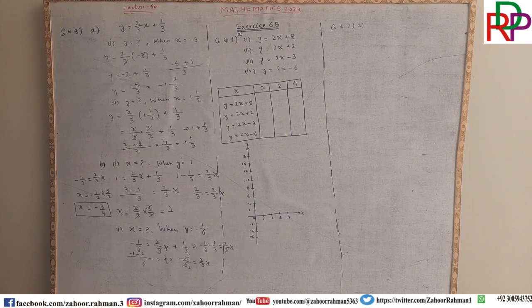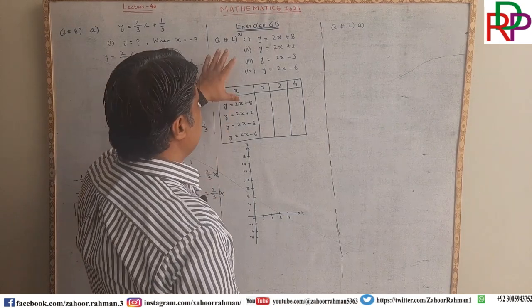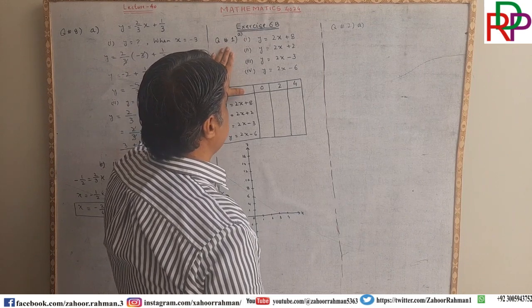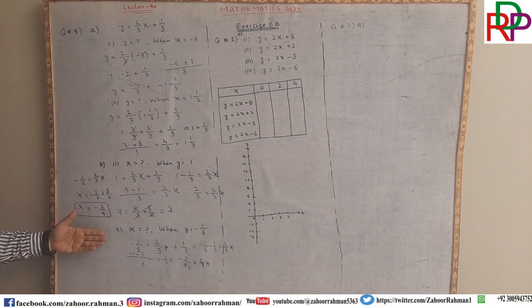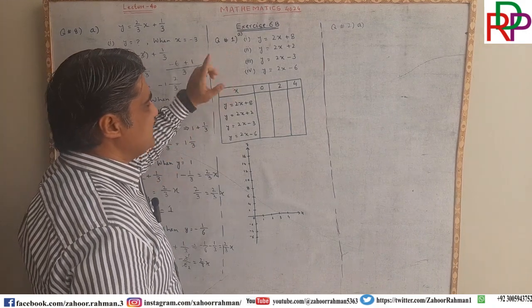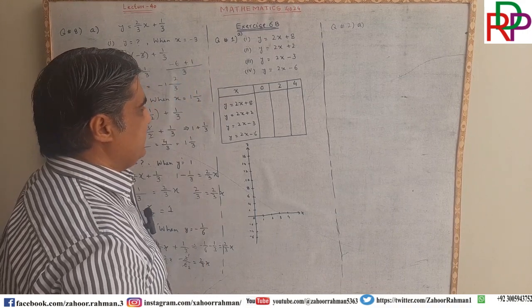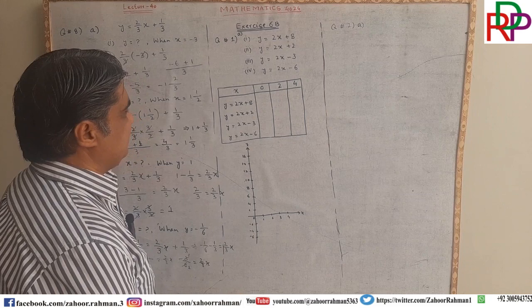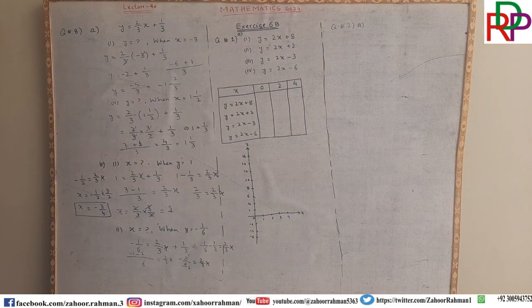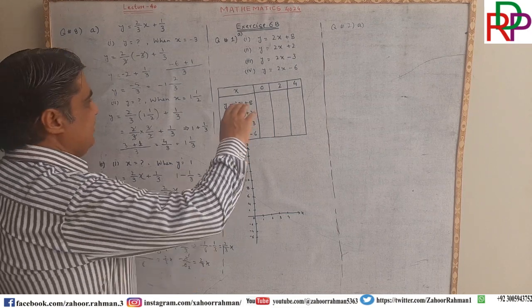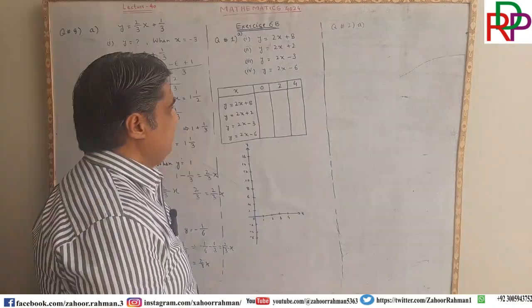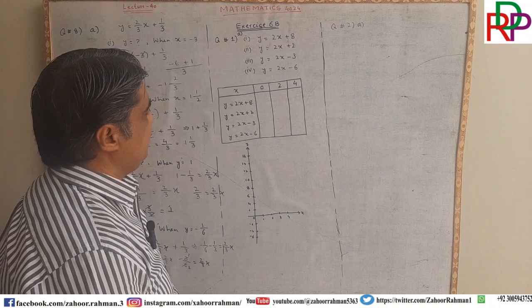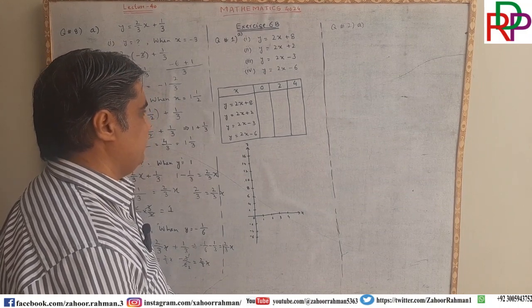Ladies and gentlemen, exercise 6b we are starting here. We have to utilize this previous concept and will move one step further to practically apply all these things. Now they have given us different equations and we have to draw graphs for all these different equations, and then we will derive our observation about the graphs.